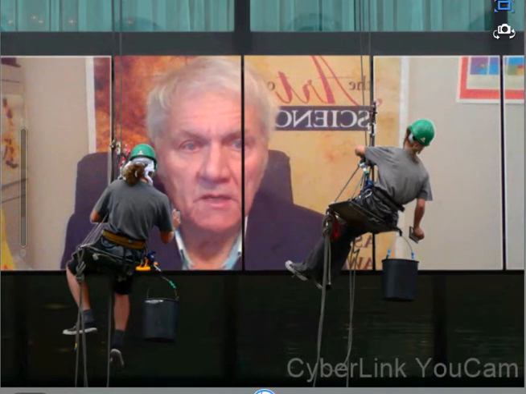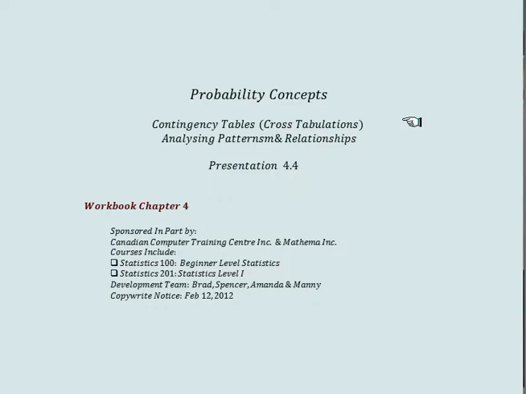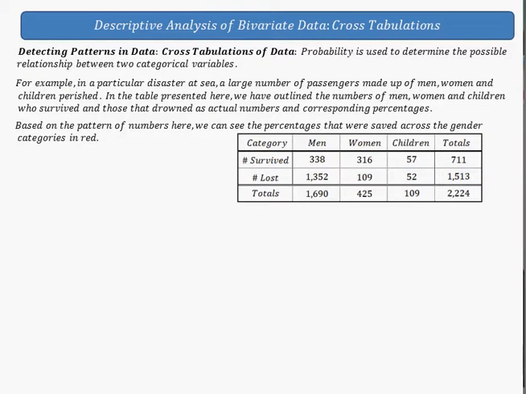Despite that, we'll begin. This is presentation 4.4. The topic today is contingency tables and analyzing patterns and relationships in data. Note the acknowledgements here. Our first illustration involves a disaster at sea, and you can see the details in the table provided here. We ask you to pause the video at any time and take notes or observations as you feel. We note that a fair number of men, women, and children perished. We want to see if there's a pattern in this data.